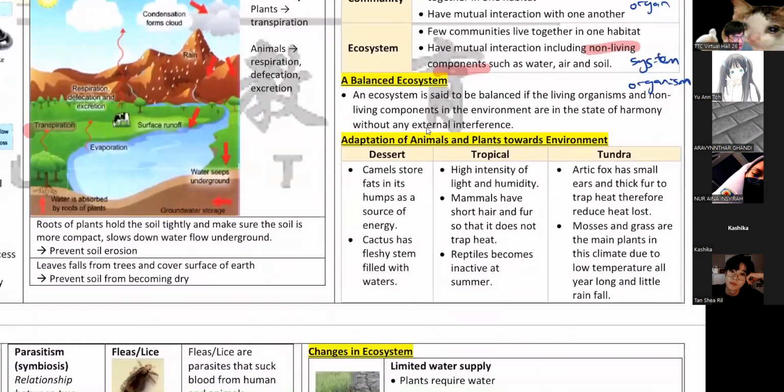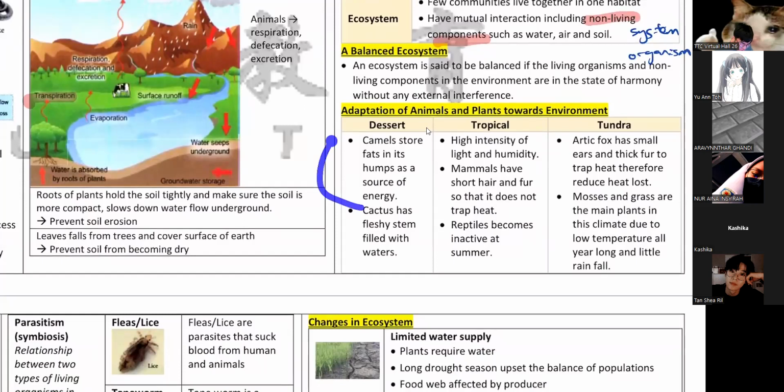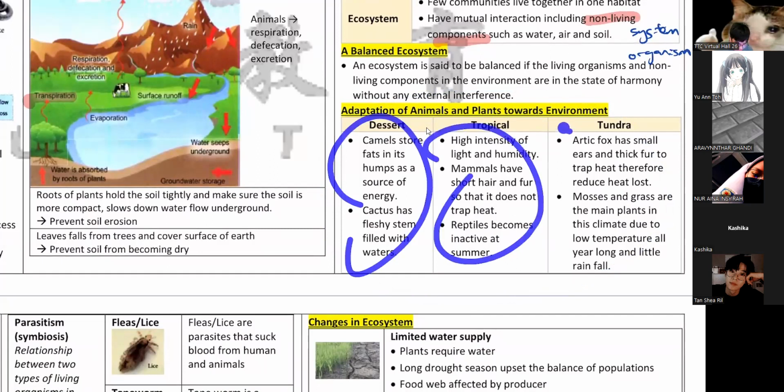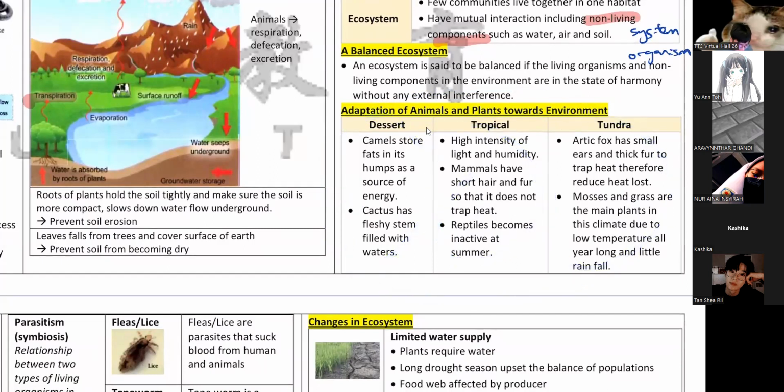All right, so a balanced ecosystem. This one, read this yourself. Adaptations of animal and plant towards environment. Different animals have different ways of adapting to different environments. For example, desert is gurun, tropical is here, the tropics. Tundra is somewhere very cold. So you might say, sir, should I memorize this? No, you shouldn't.